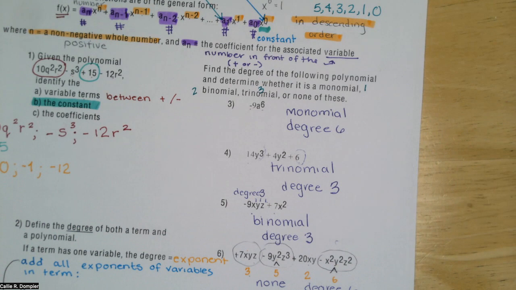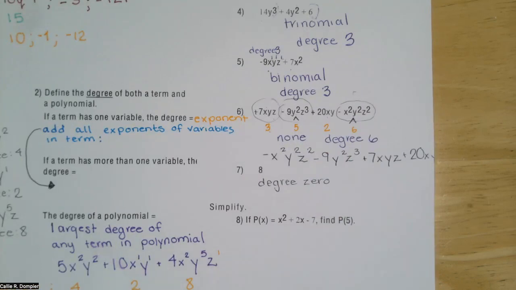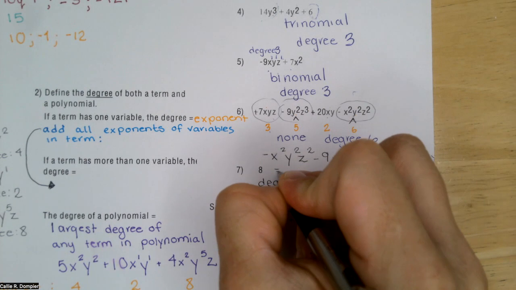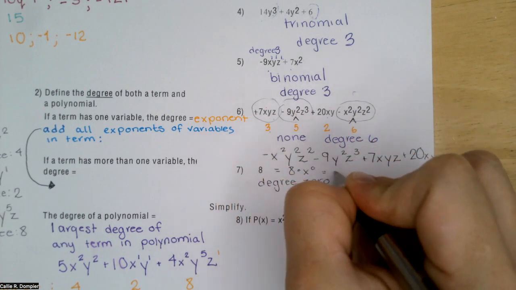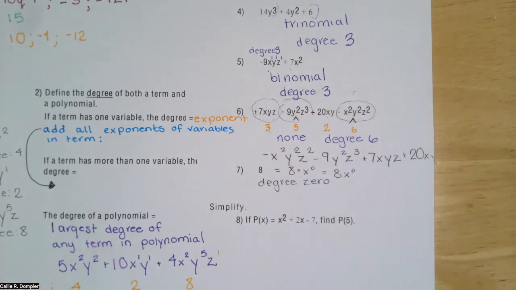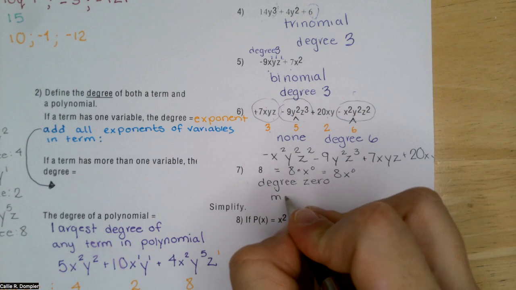Number 7, this is degree 0. Is it a monomial? I'm sorry. You couldn't even see that. So the number 8 has a degree 0 because remember 8 is the same as 8 times x to the power of 0. And so it's a degree 0, and I guess it's a monomial.